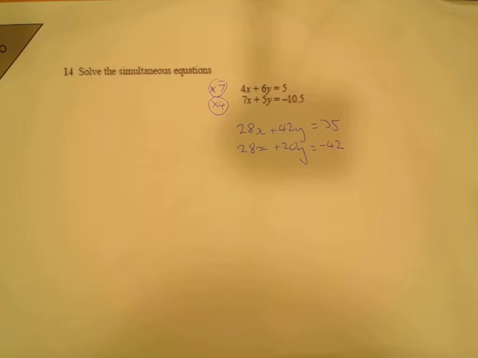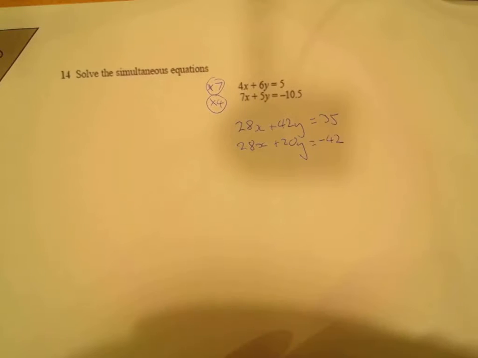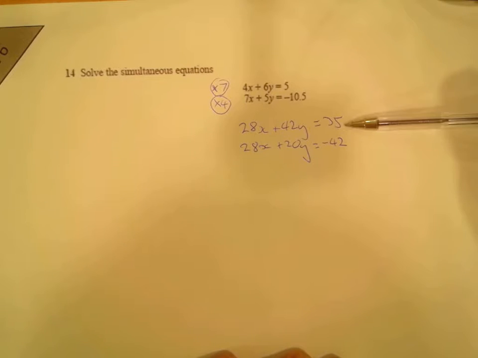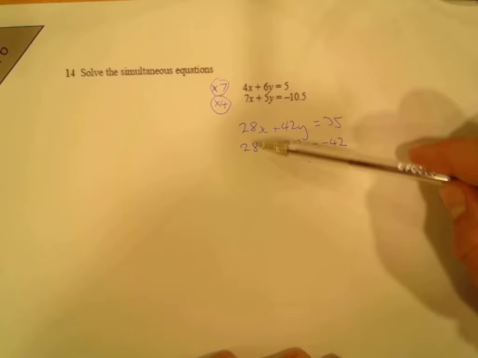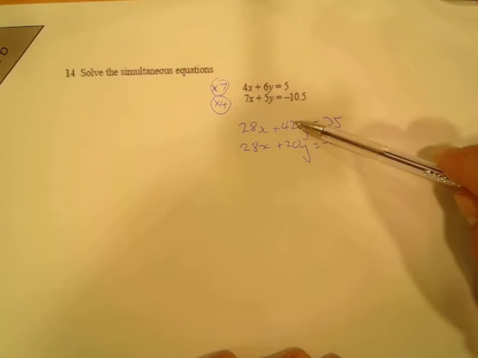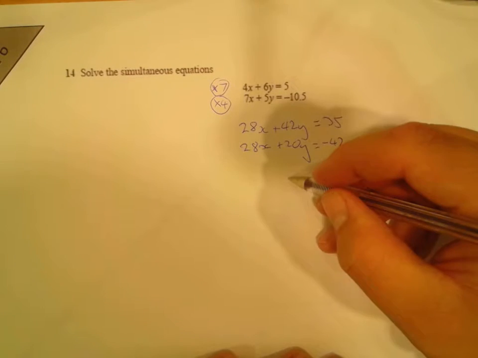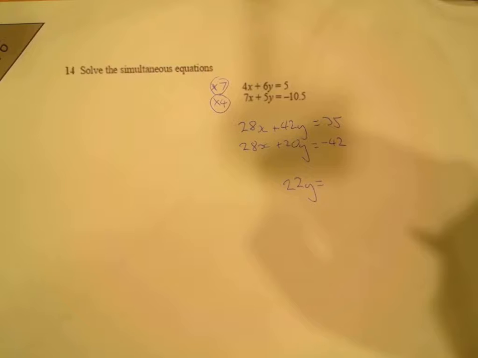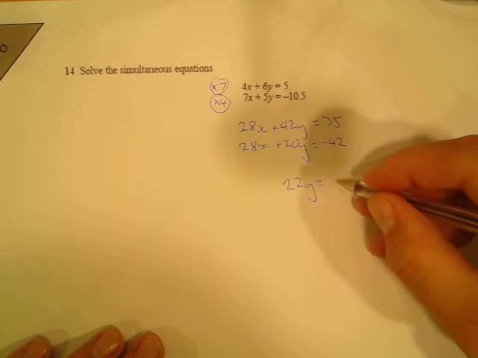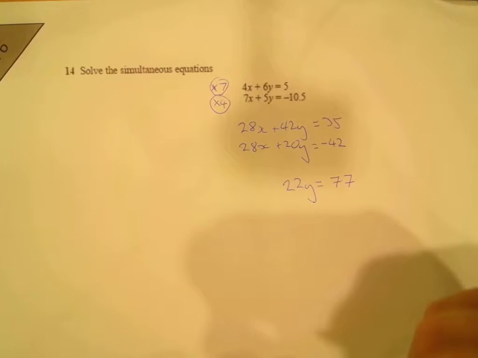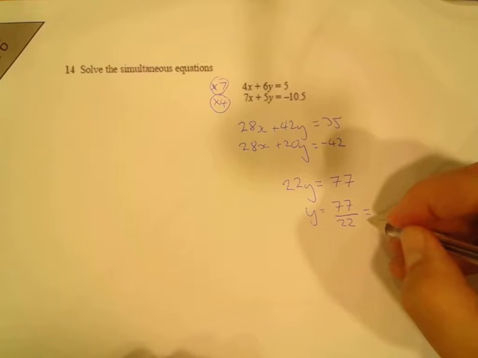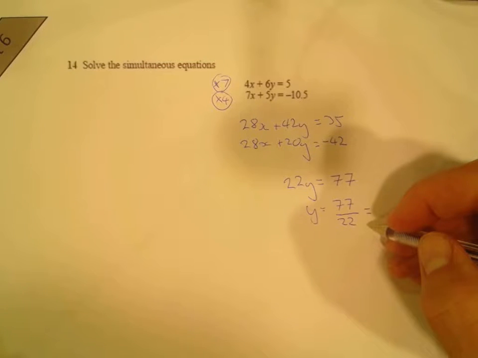Now I'm going to take one away from the other. So I'm going to go for this equation, subtract this equation here. So 28x, take away 28x, leaves me with no x's. 42 minus 20 is going to leave me with just 22y. And then I've got my 35 minus 42 is going to equal 77. So now I need to do y is going to be 77 divided by 22, which is going to be a value of 3.5. So now I've got my value of y is 3.5.